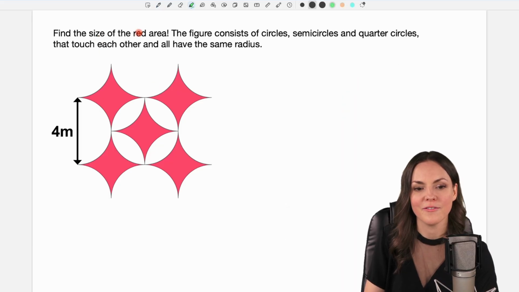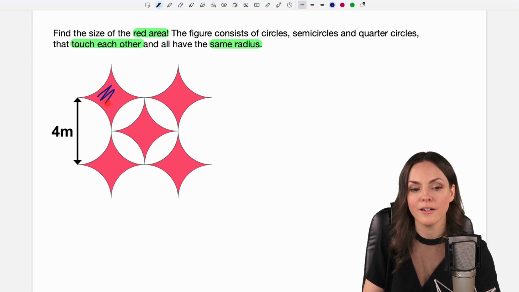Find the size of the red area. The figure consists of circles, semicircles, and quarter circles that touch each other and all have the same radius. We can see that the diameter of the semicircle here is given by 4 meters. We have a quarter circle here and a full circle here in the center, and we want to find the area of these 5 red stars.